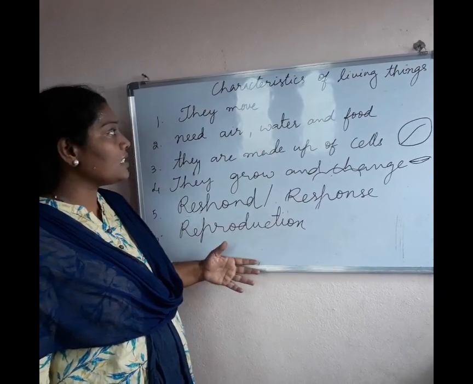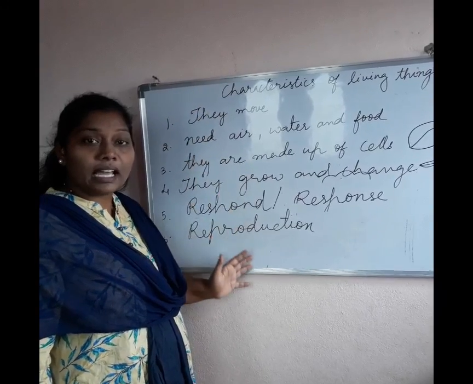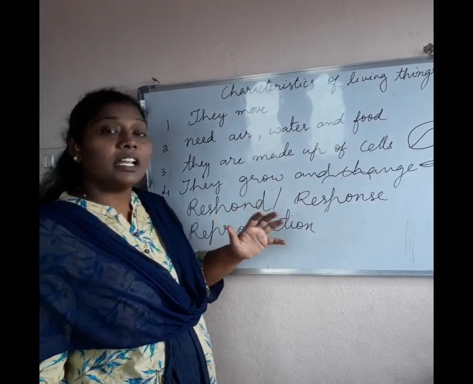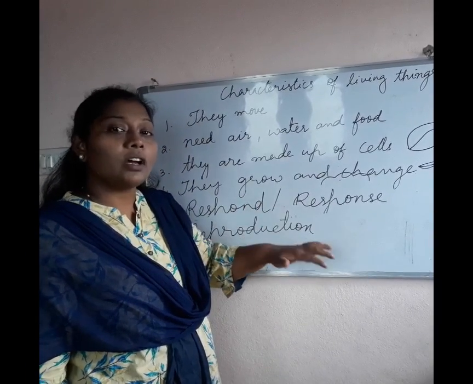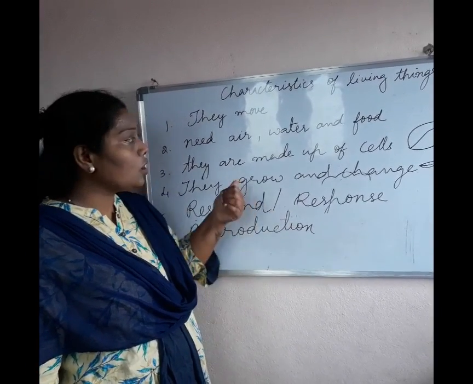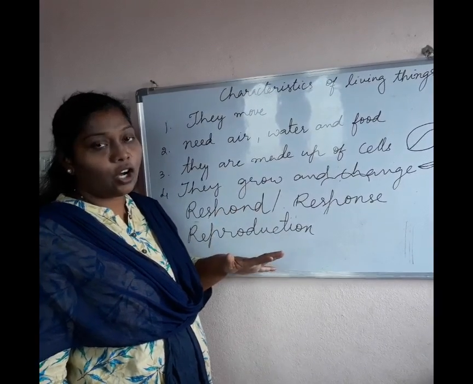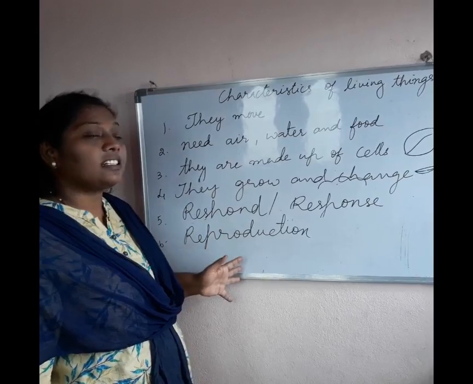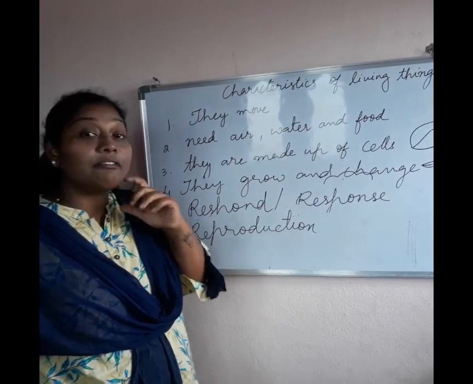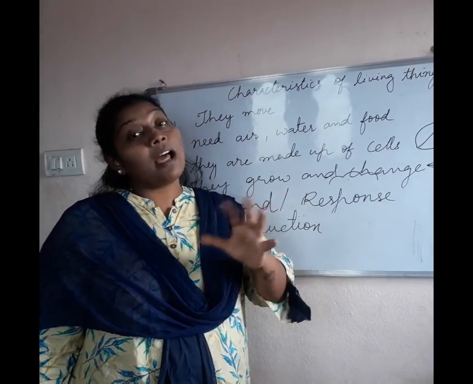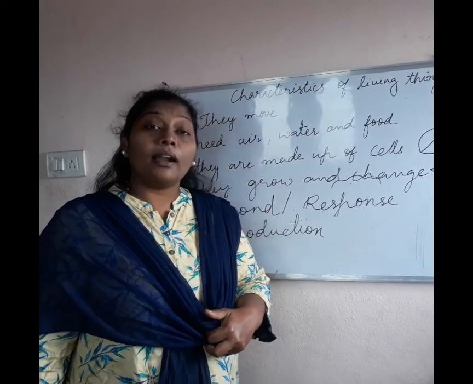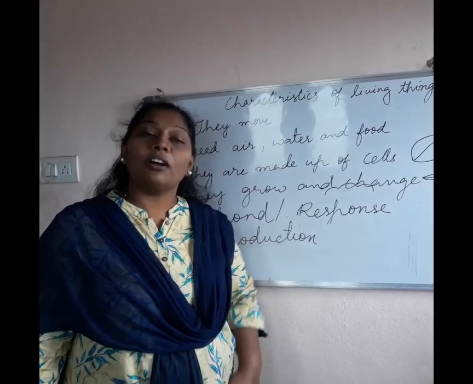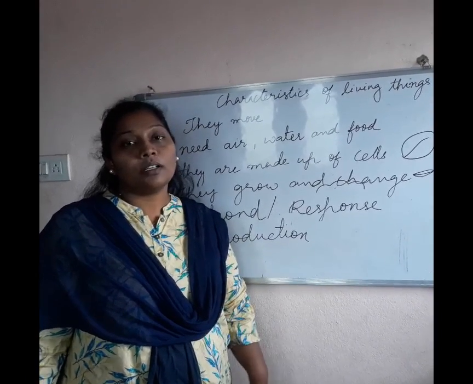Reproduction. So these are the characteristics of the living things that separate the living things from the non-living things. Although a few are seen in the non-living things, the main difference is these six characteristics. These six characteristics also divide the animals and plants into different groups, and separate the living things from the non-living things. I hope that you have understood this concept. Okay, children.